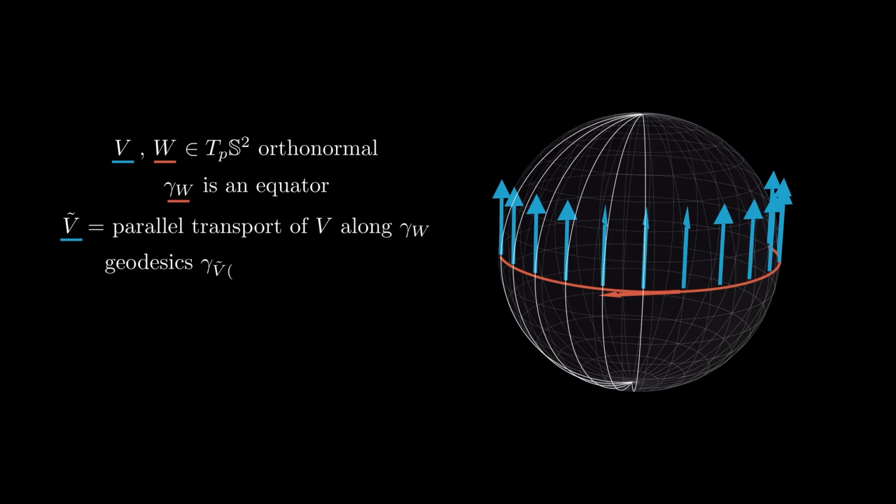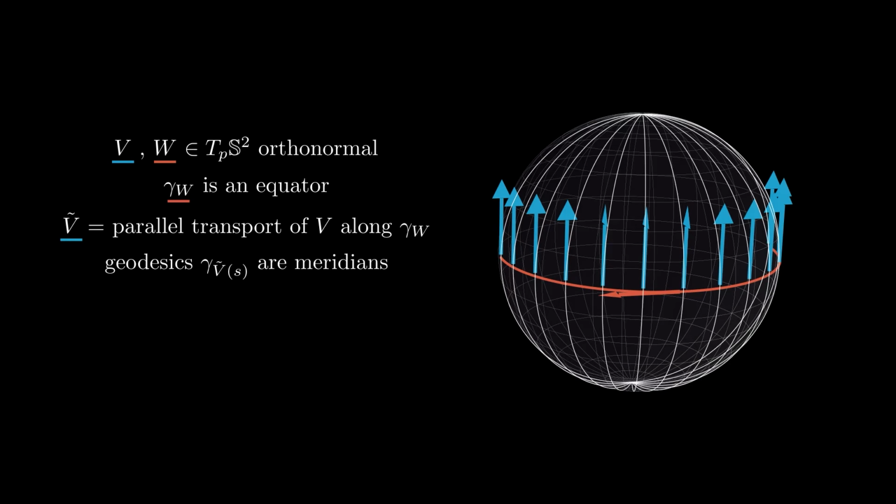Then when we take the geodesics gamma v tilde, they are meridians, which are not parallel anymore. They start getting closer as soon as they leave the equator. This is a phenomenon that we will see in positive curvature.